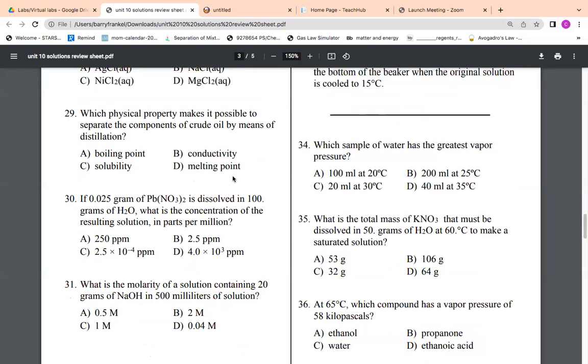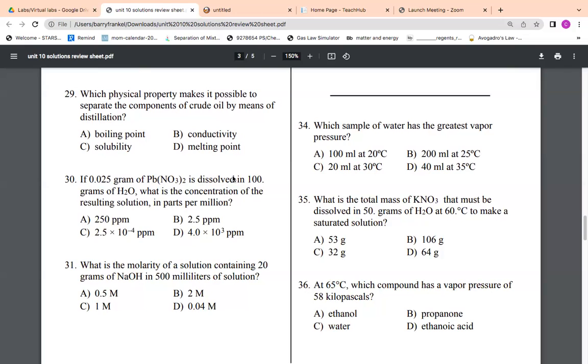Okay, number 29. Which physical property makes it possible to separate the components of crude oil by means of distillation? Again, this would be boiling point.